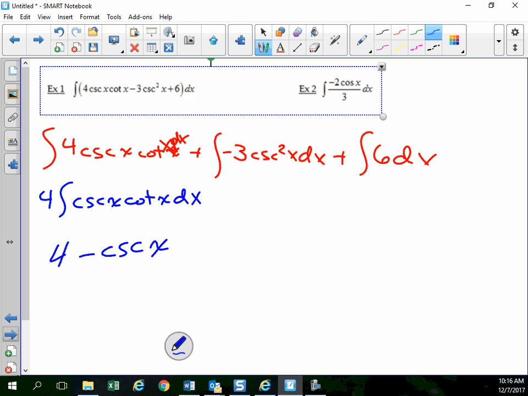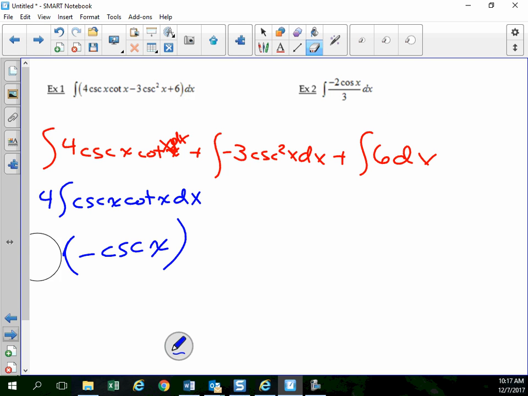Do parentheses make a difference here? Where do they need to go? Those parentheses make a huge difference, so please make sure they're there. Because if you don't have them, that becomes 4 minus, not 4 times. Can I integrate this piece? The next piece says negative 3 cosecant squared x dx. I can take out the negative 3.